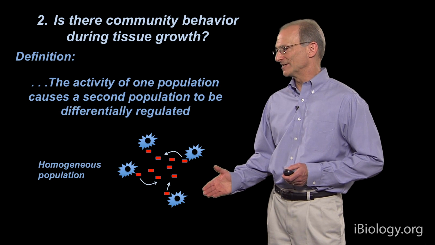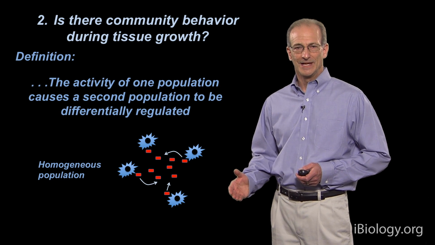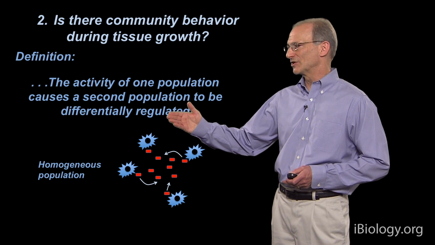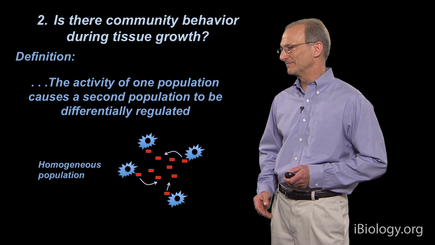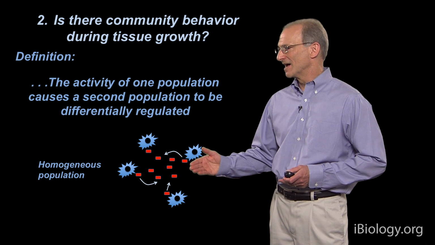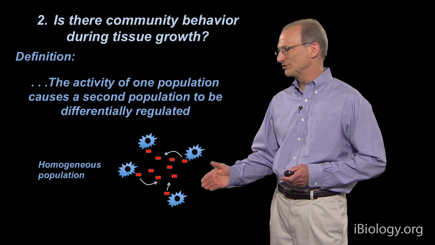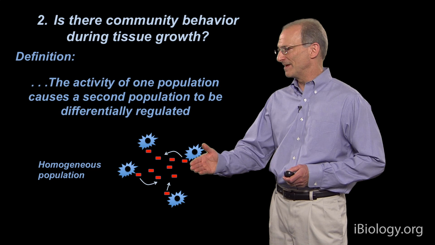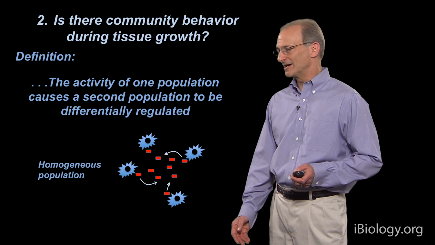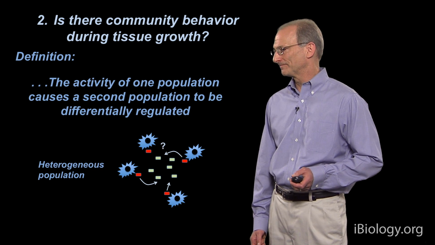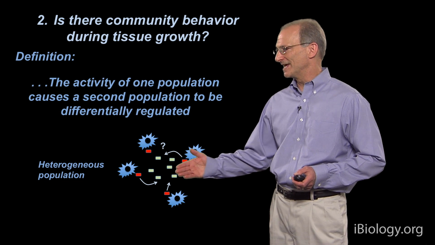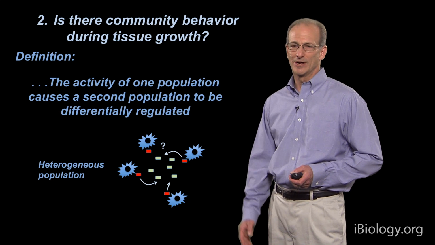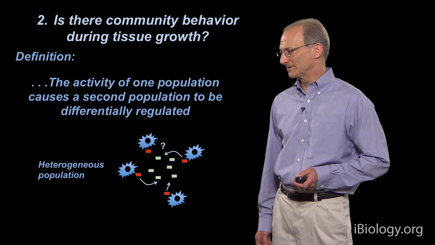So now the second thing that we are interested in then is whether there's community behavior. And we define community behavior in the following way: the activity of one population causes a second population to be differentially regulated. So as you recall from the early slides, bacteria which would be growing associated with tissues, in this case neutrophils, might change the environment so that the bacteria growing within the center of the colony are experiencing a different environment. And as a result of this different environment, they undergo a different transcriptional profile that looks very different from the bacteria which are growing associated with host cells.